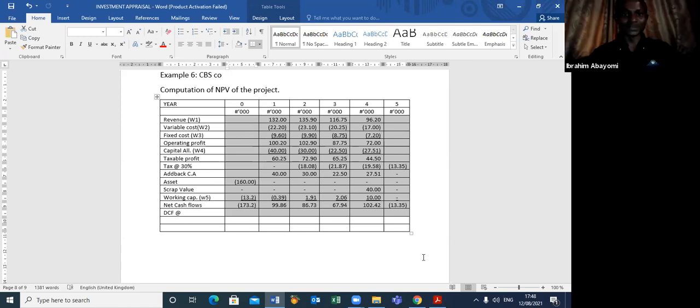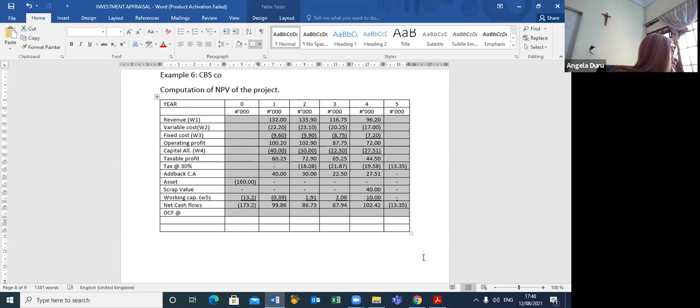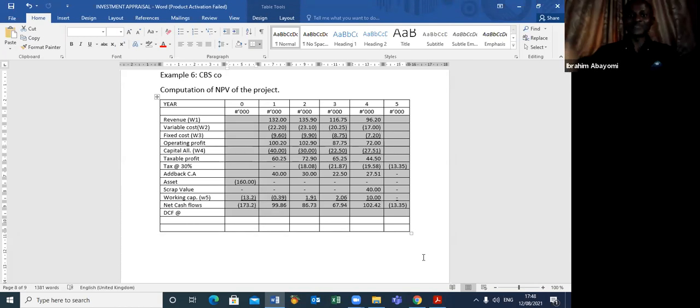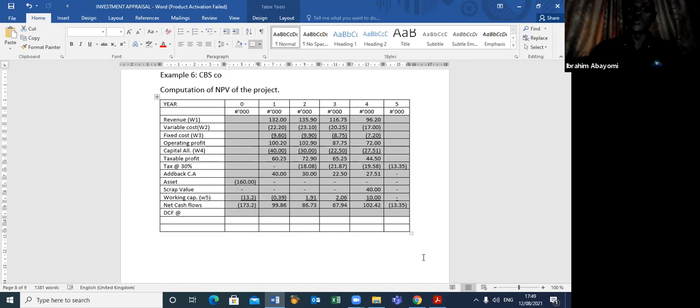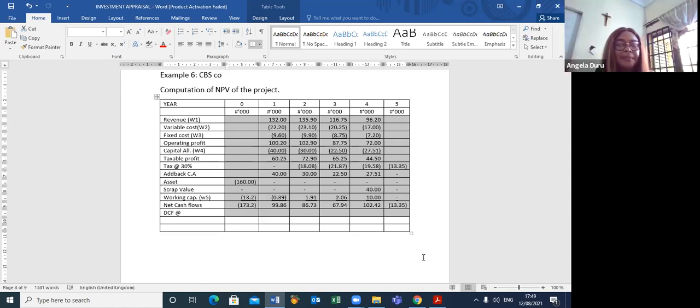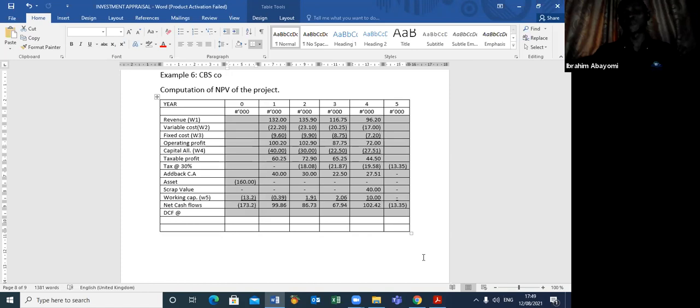Okay, we have not converted it, have we? I think it should be real cash flow. It's money. We have inflated them now. You see that we have applied inflation rate on them. Okay, it's money cash flow, so we can go ahead and use it. We have inflated our revenue, our variable cost, and our fixed cost. So they are money cash flows.